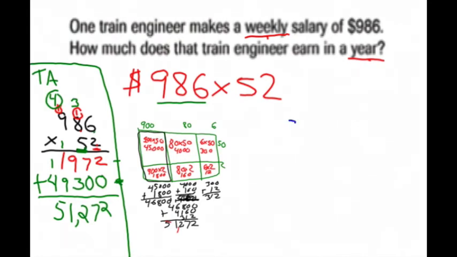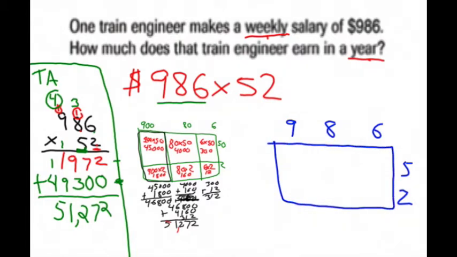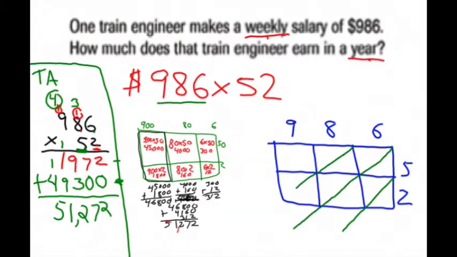Now, let's try some lattice. 986 by 52. I'm separating each place value, and then I'm going to make my adding slides. These diagonal lines have to go through each corner, so that corner and that corner. Okay, if they don't go through the corners, this isn't going to work for you. You have to set it up correctly.